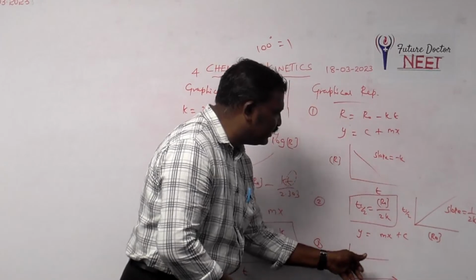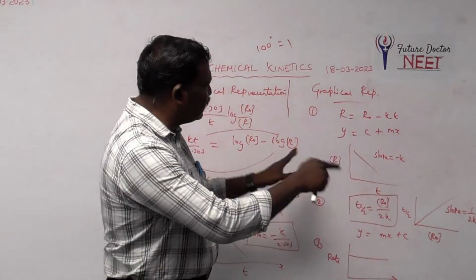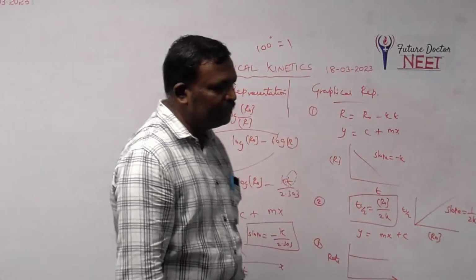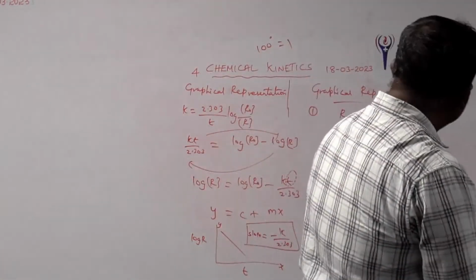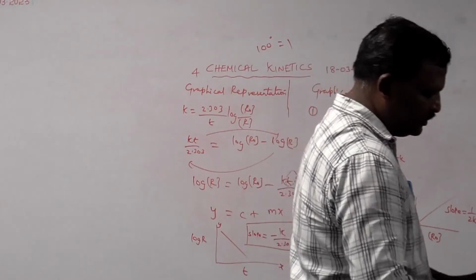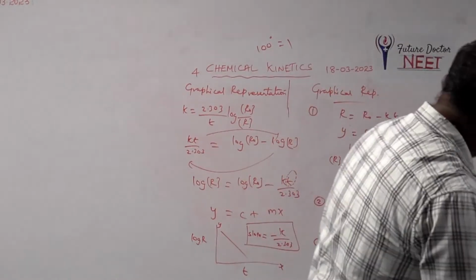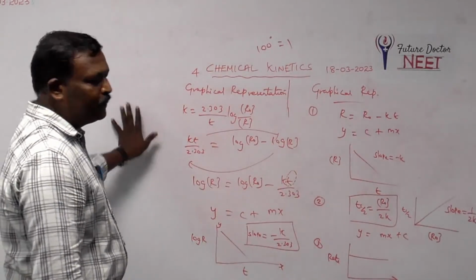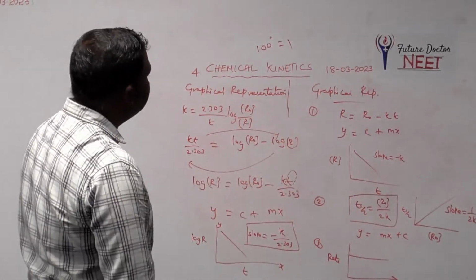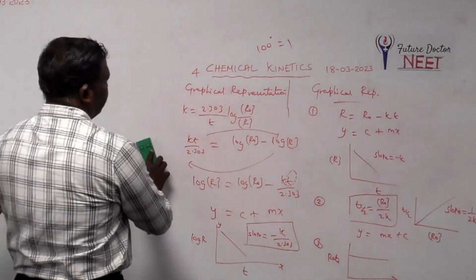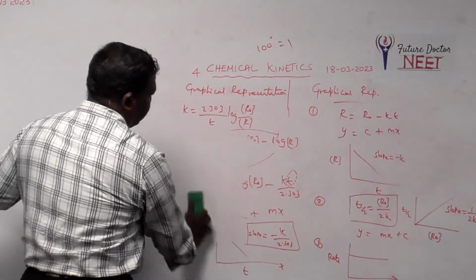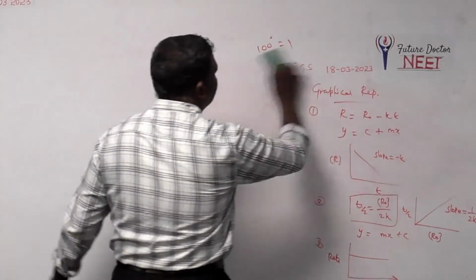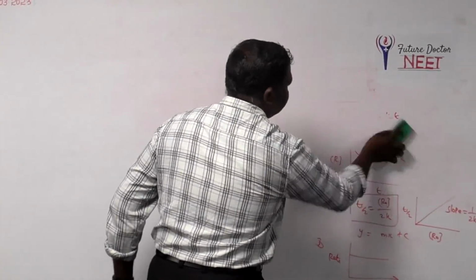So this graph is very important. They will give some graph, and from this we have to find out the order of reaction. All this, remember. So it's called graphical representation. Are you following? Understood? Just compare and study, then it will be easy. First order, zero order are very important.